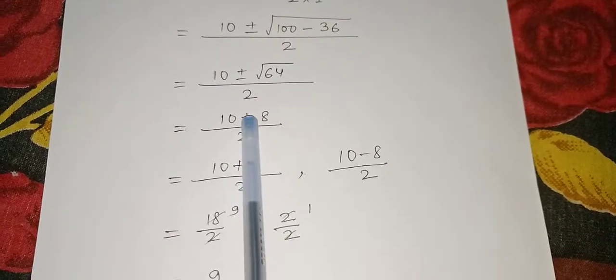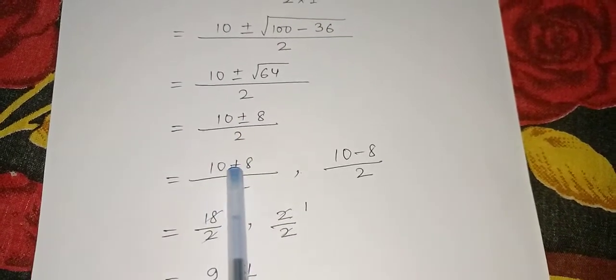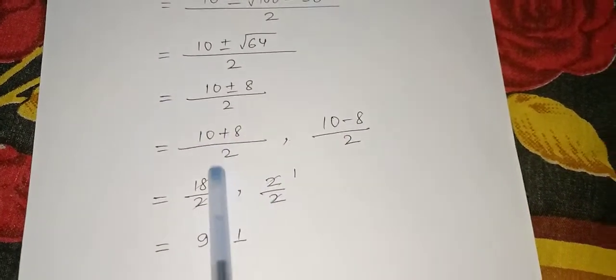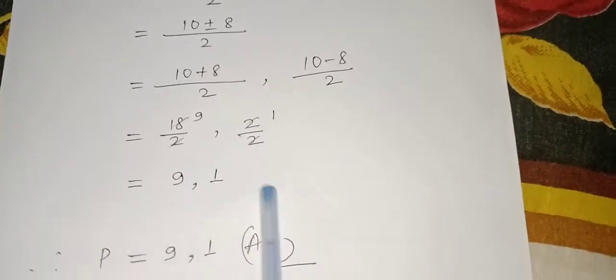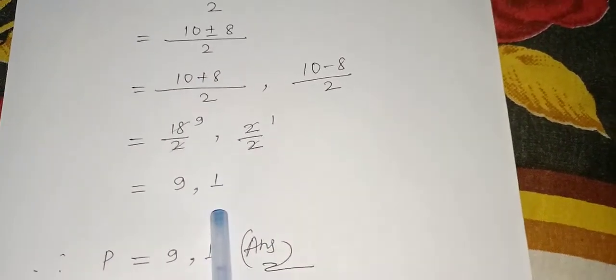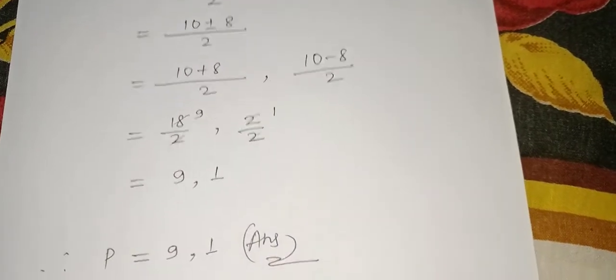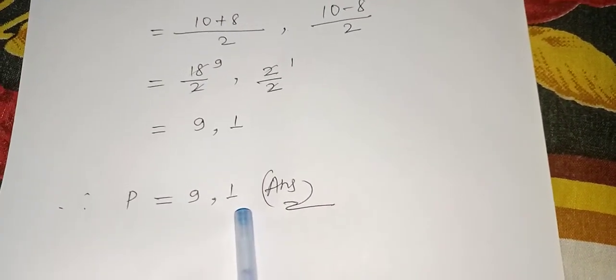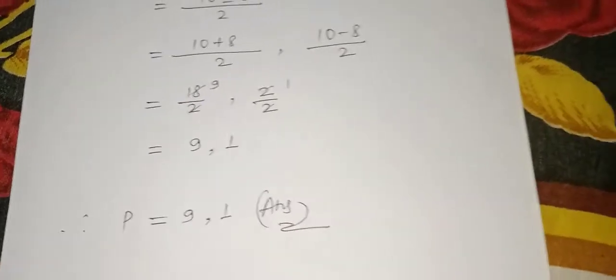So I will now separate plus and minus. 10 plus 8 by 2 comma 10 minus 8 by 2. This is 18 by 2. This is 2 by 2. Final answer: 2 9s are 18, so 9, and 2 1s are 2, that means 1. So children, my final answer is p value is 9 and 1. So this is our answer.